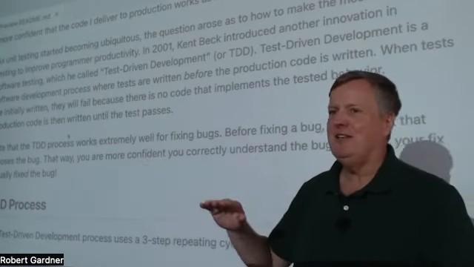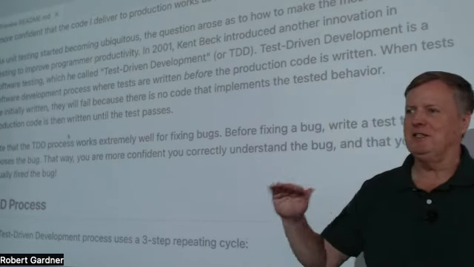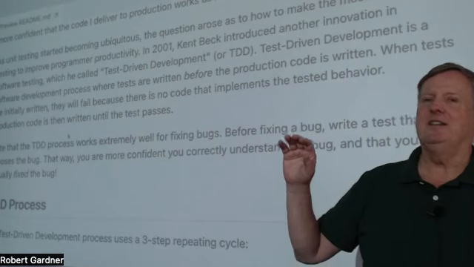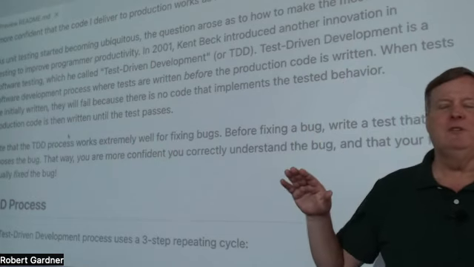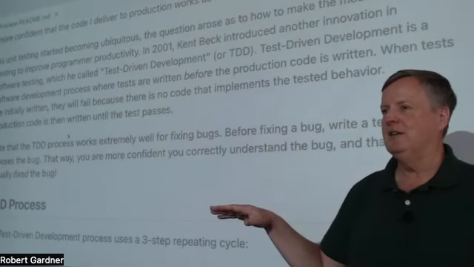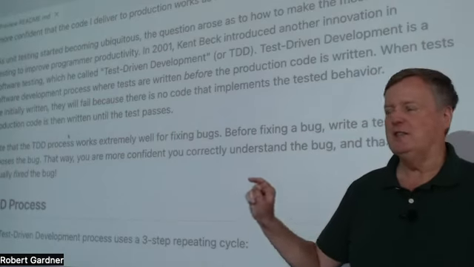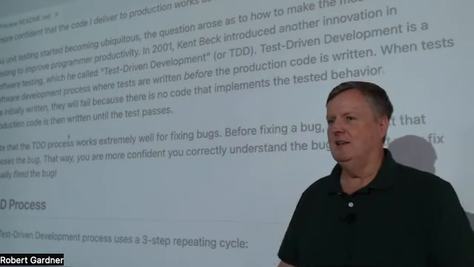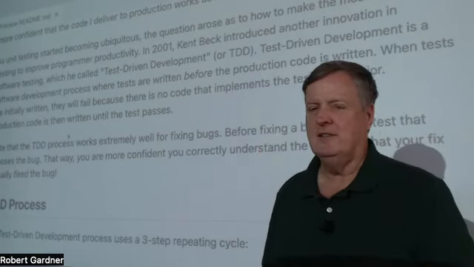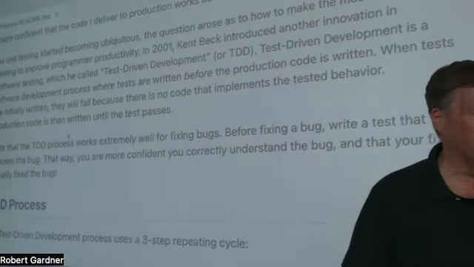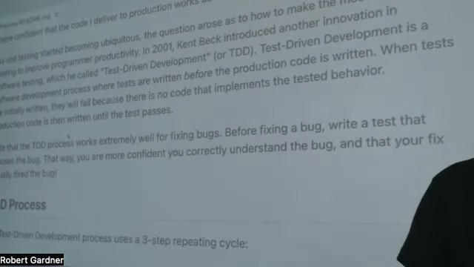So if I write a test first that fails because there's a bug there, then I'm much more confident that I have properly understood the bug and that I now know why it's failing. And so when I fix it and the unit test passes, then I'm much more likely to not have this terrible, frustrating experience of having my fix not really fix the problem.